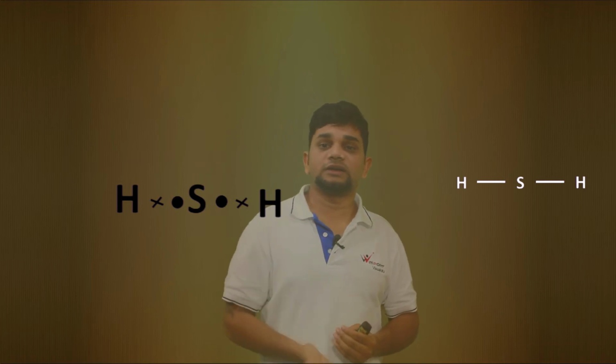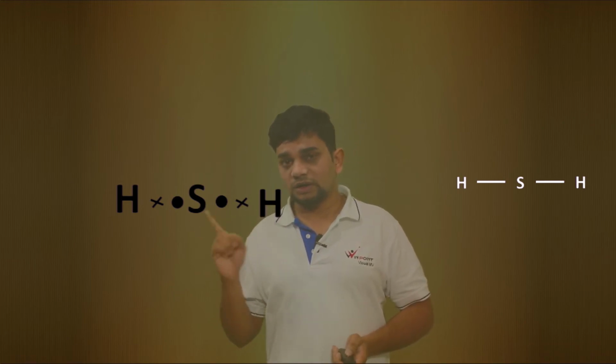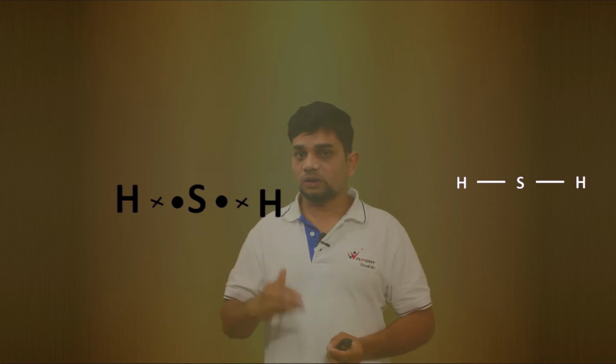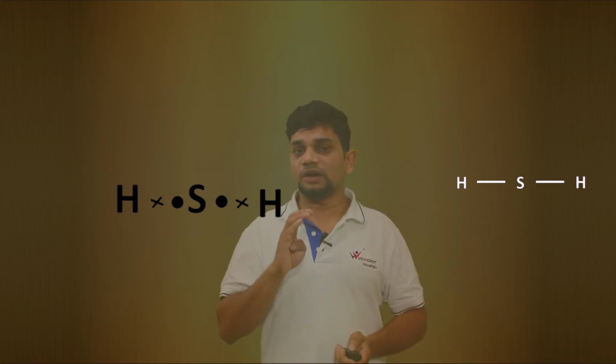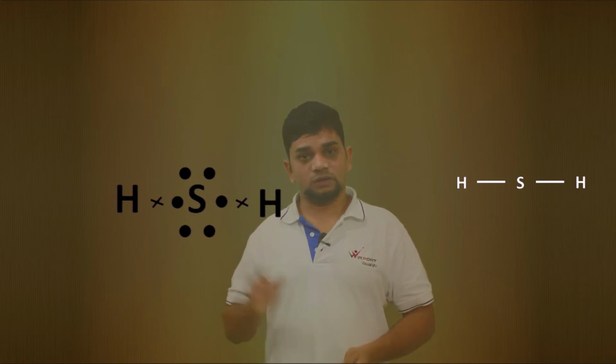How many electrons are there in the valence shell of sulfur? There are 6 electrons. 2 electrons have already participated in bond formation. Now the remaining electrons are 4. So we are marking those 4 electrons. This is the electron dot structure of H2S.